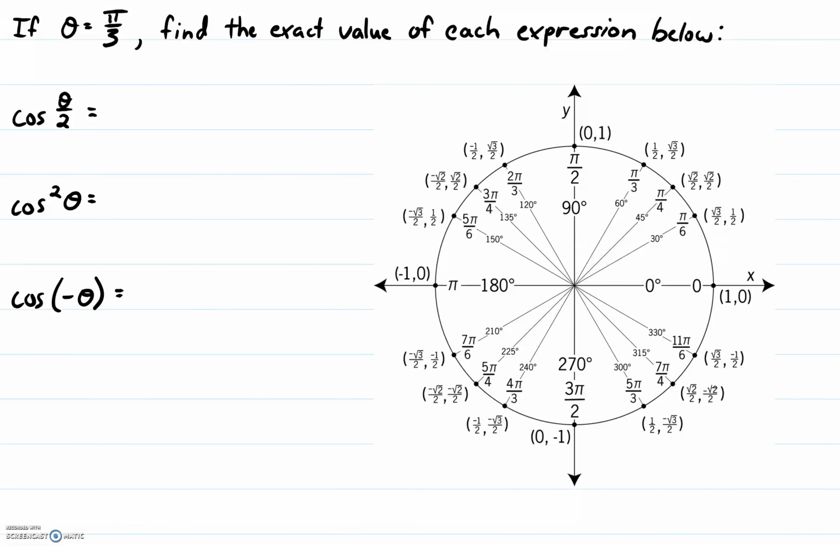Notice that pi over 3 is on the unit circle. It's right here, so that's going to be important for a couple of these problems. But without further ado, let's go ahead and look at the first problem. We want to find the cosine of theta over 2.